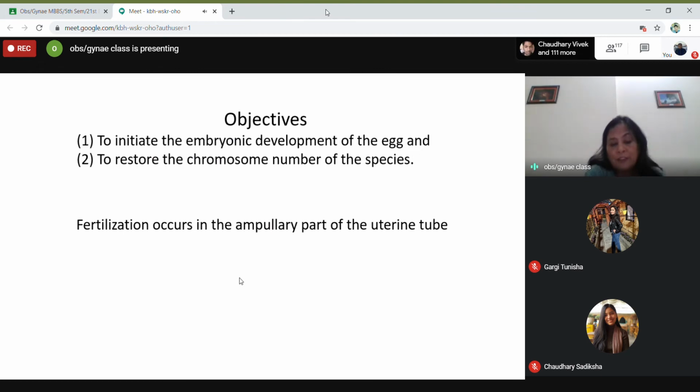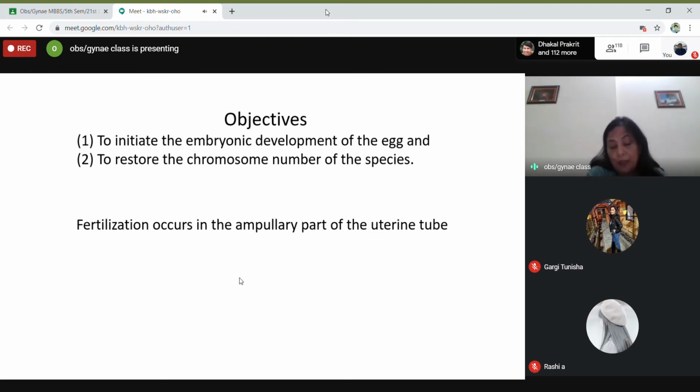So what are the objectives of fertilization? Why is fertilization necessary? To initiate the embryonic development of the egg and to restore the chromosome number of the species. How many chromosomes are there in the human species? Do you know? Fertilization occurs in the ampullary part of the uterine tube.